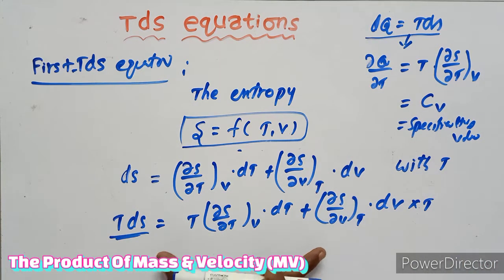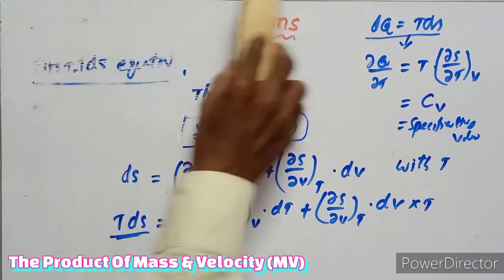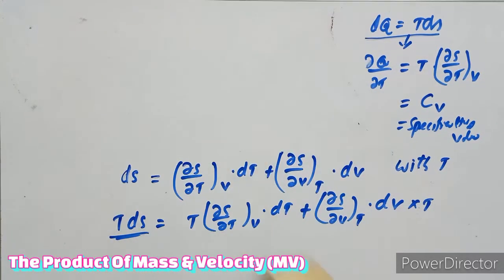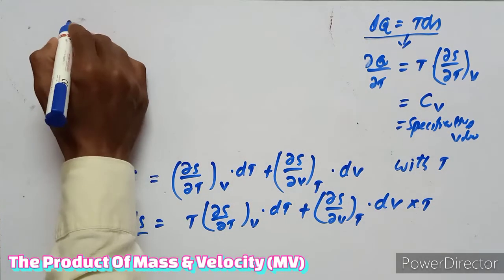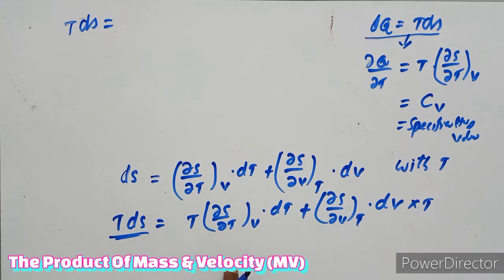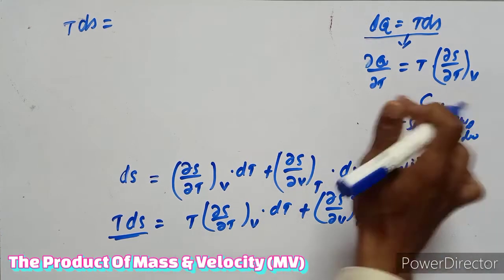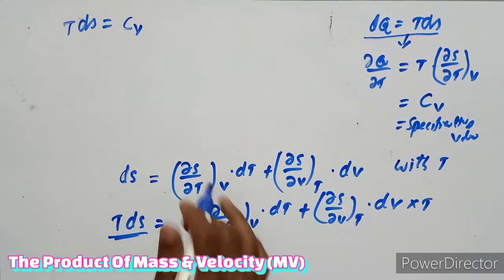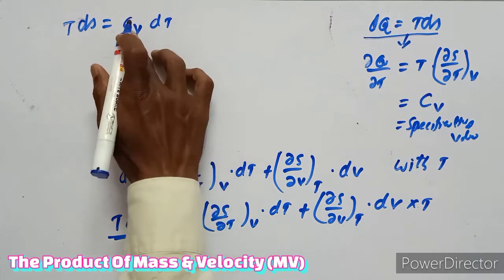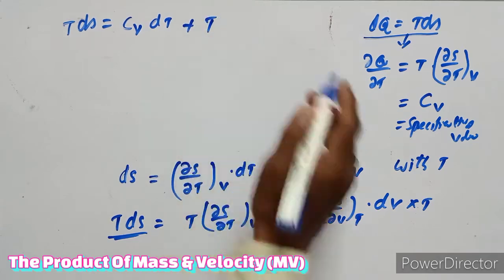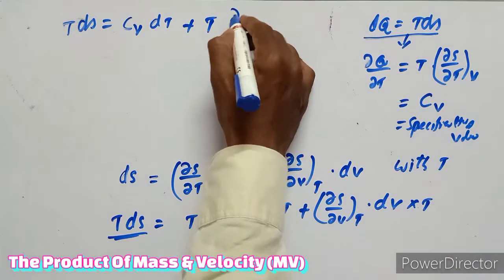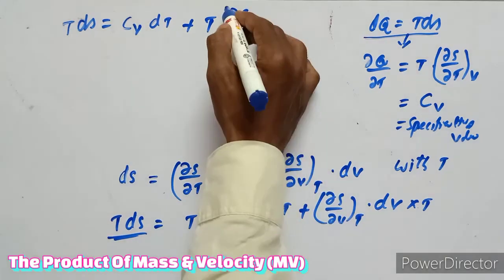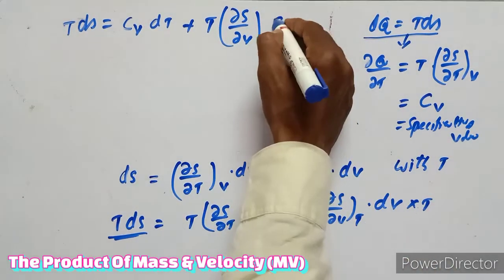So this equation can be written as TDS equals T into dou s upon dou t at v, which is Cv. So in this place we substitute Cv into dt plus T into dou s upon dou v at t into dv.